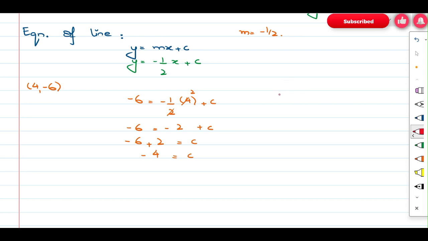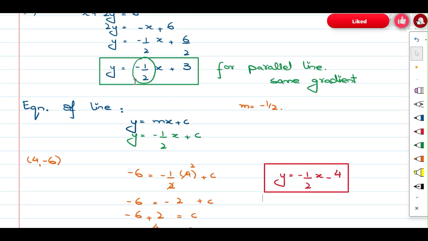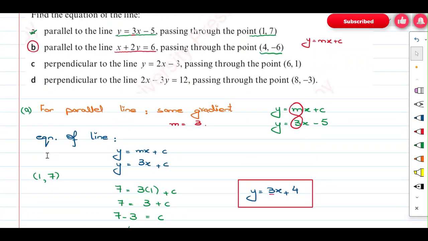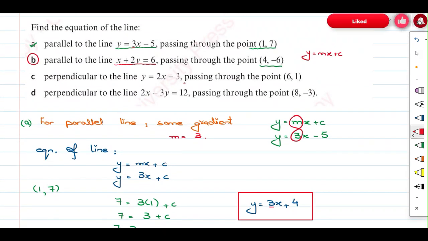So from here we come to know that the equation of the line which is parallel is y equals minus 1 by 2 x, and the c value is negative 4. So this is the equation of a line which is parallel to our given line. You can see they have the same slopes or gradients, but different y-intercepts. All right, now for part C, perpendicular to this line and passing through the point.